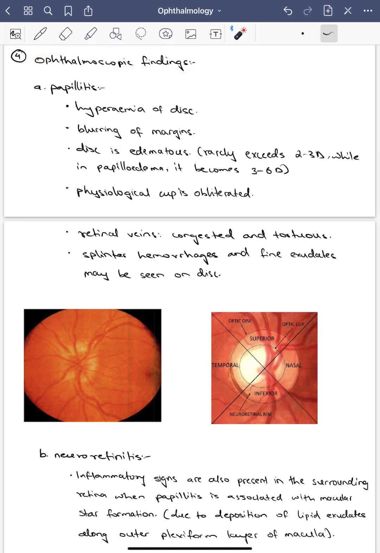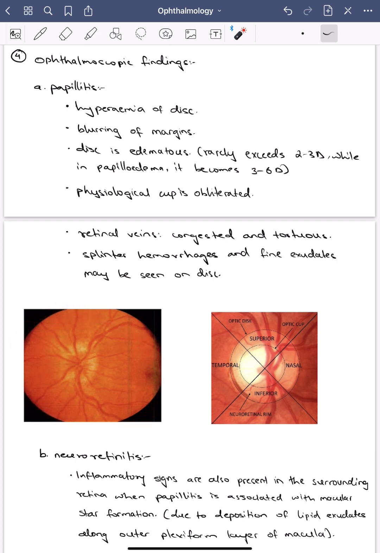Now the ophthalmoscopic findings are different for papillitis, neuroretinitis, and for retrobulbar neuritis. So let us begin with the ophthalmoscopic findings of papillitis. Now this is the clinical picture.